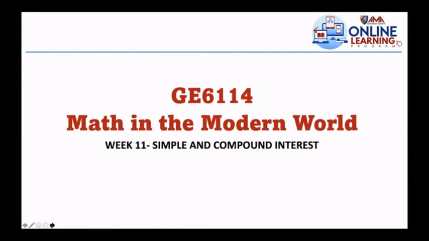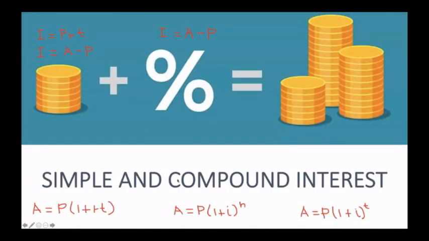So now we have key formulas. Of course, in part one, the main keyword or key phrase is simple interest. And for part two, the main keyword or key phrase is compound interest. So let's see the key formulas. There, you see the formulas, right? These are the key formulas for simple interest. These are the key formulas for compound interest.